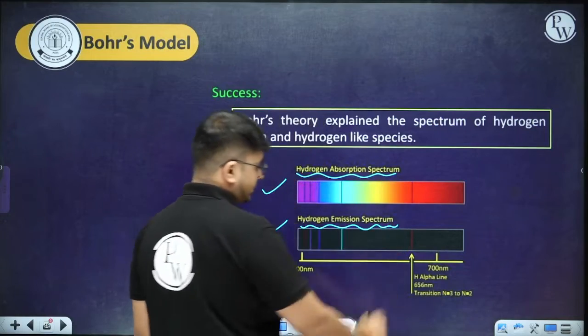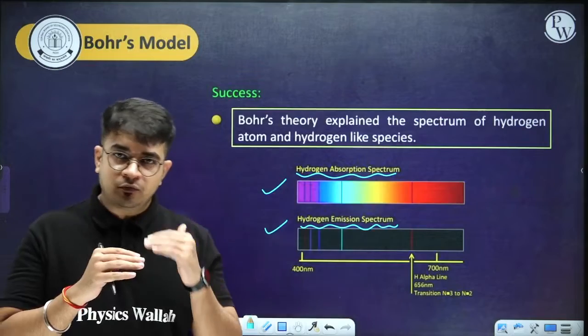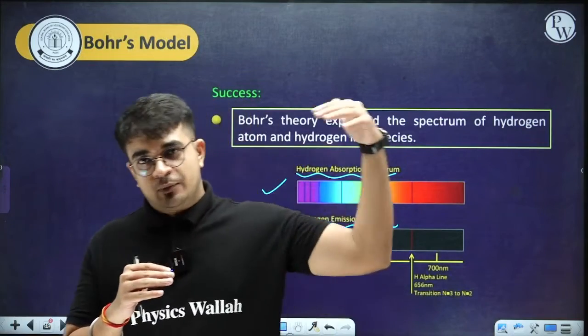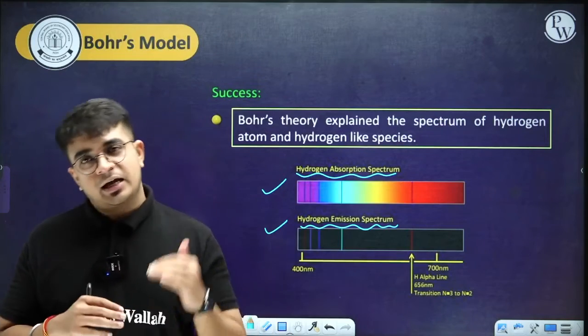That part we are going to discuss in the next class. But now we know that energy gap is present. Electron can move from one orbit to another orbit by absorbing the energy. Again, you can see the spectrum, and it's going to release the energy. Again, you can see the spectrum.